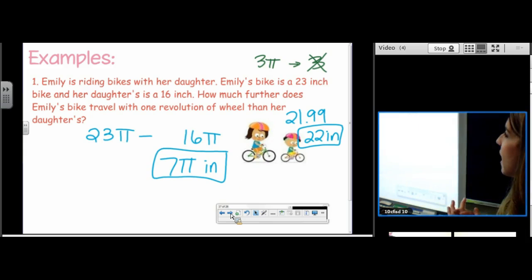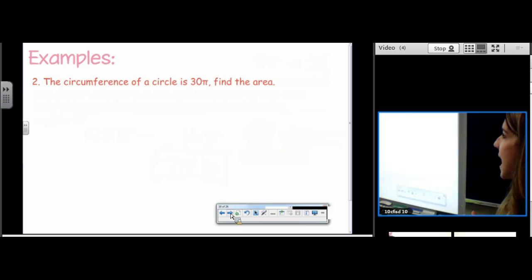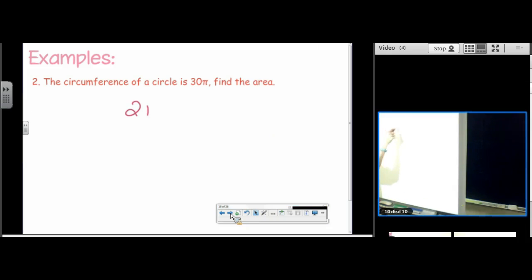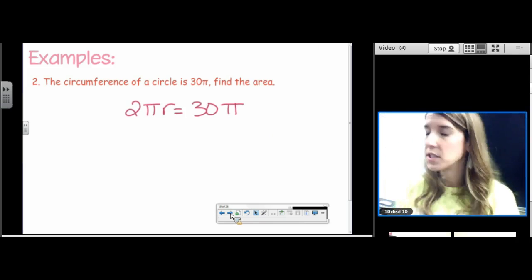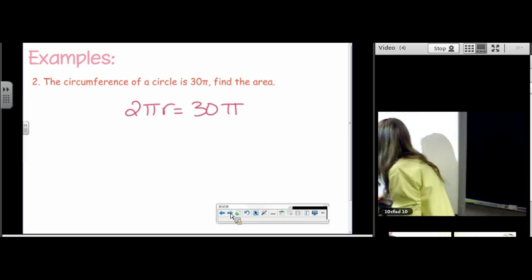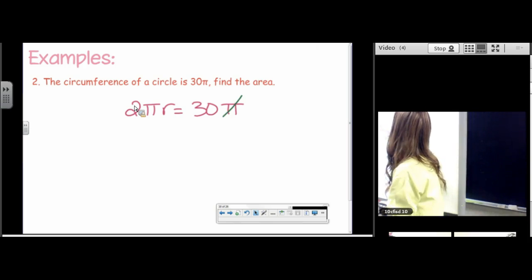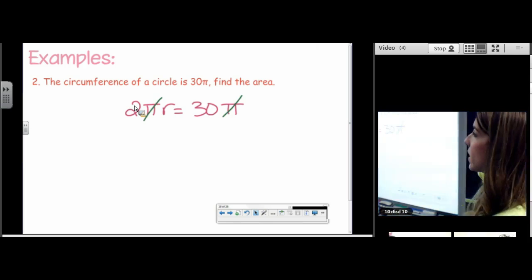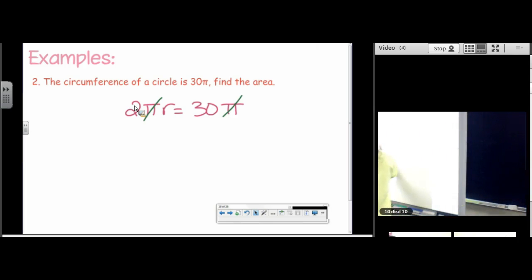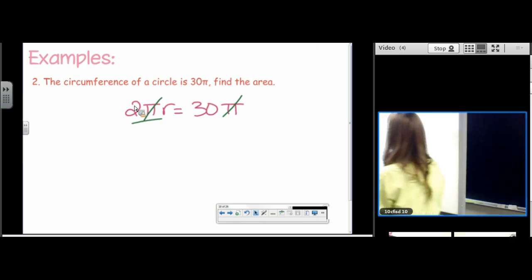The circumference of a circle is 30 pi. Find the area. So we take our circumference formula and we set it equal to the circumference. What happens to the pi's? The pi's will cancel. We don't even have to worry about them. So now we're going to find the radius. We're going to divide both sides by 2. The radius of this circle is 15.